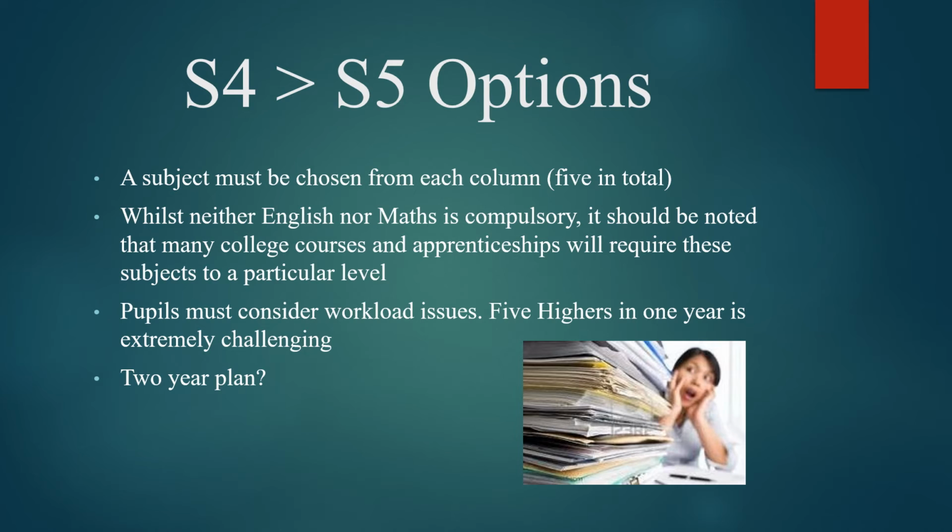So if you are currently in S4 and you're choosing your options for S5, you must choose an option in each column, right? So 1 subject per column, 5 subjects in total.